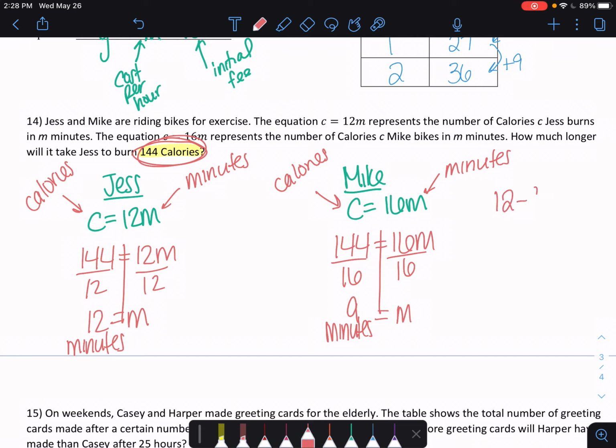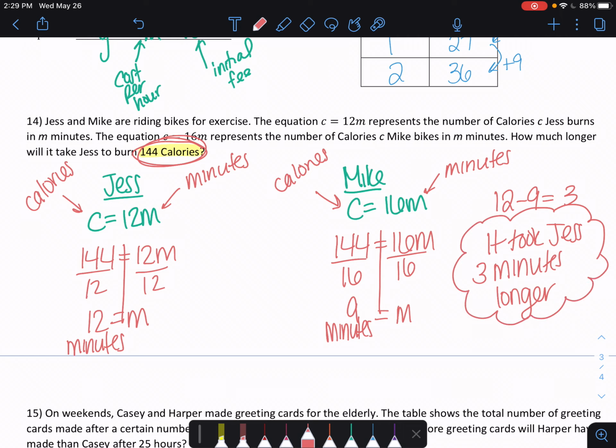So 12 minus 9 equals 3. So it took Jess 3 minutes longer. Okay, so here it's very important that you are able to identify what the variables represent, because you're going to be replacing one of those variables with a given value.